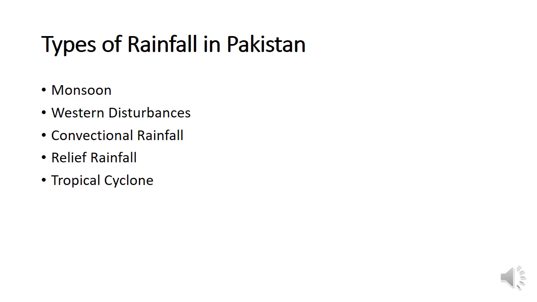So these are the types of rainfall experienced in Pakistan. First, and the major rainfall provider, is monsoon wind. The monsoon winds account for most of the rainfall that occurs in Pakistan. Then come western disturbances, convectional rainfall, then relief rainfall, and last but not the least, tropical cyclone, which obviously affects the south of Pakistan since it's adjacent to the Arabian Sea. So in the next video, we'll see how each of these rainfall types takes place and what the pattern is.